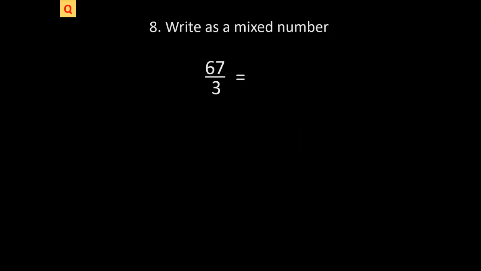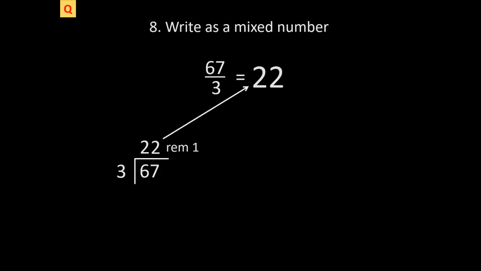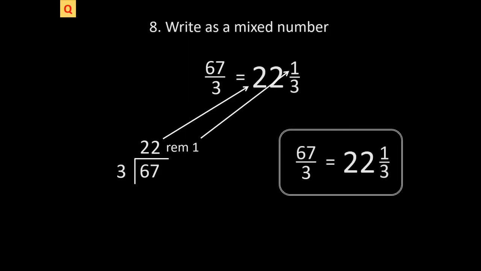Good. So let's have a look at the last one, and that is big numbers. We've got 67/3. So we're going to do 67 divided by 3. So how many 3's in 6? 2. How many 3's in 7? 2 with 1 left over. So that means it's 22 1/3. So there we go. So that's how we convert a top-heavy fraction into a mixed number.